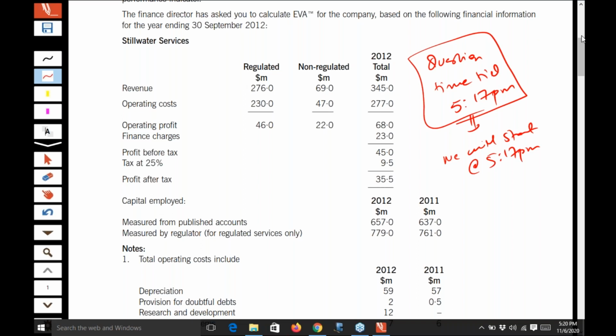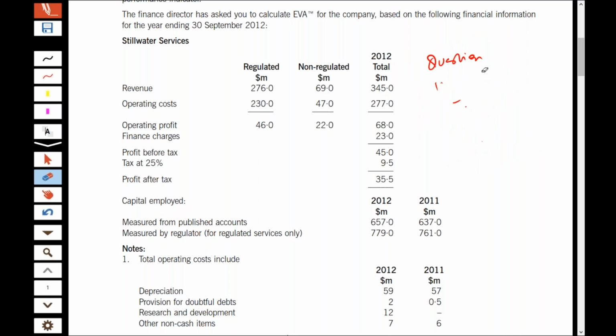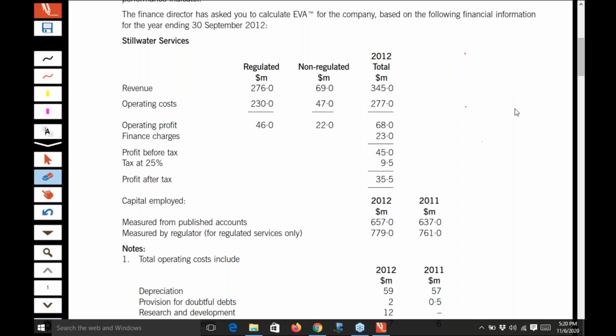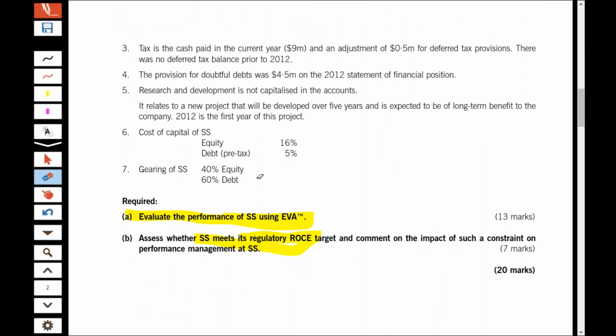Okay, so let's start off. Let's start discussing this specific question now. First thing is, we have to calculate the economic value added. We have to evaluate the performance using the economic value added.